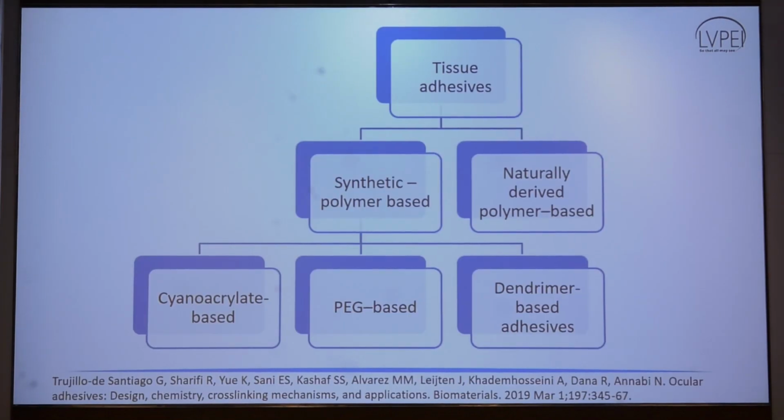So what tissue adhesives are available? We have synthetic polymer-based adhesives available. We have the naturally derived polymer-based adhesives, which are fibrin-based tissue adhesives. The synthetic polymer-based adhesives are the cyanoacrylate, polyethylene glycol-based, and dendrimer-based adhesives. But the commonly used ones are the cyanoacrylate-based tissue adhesives.